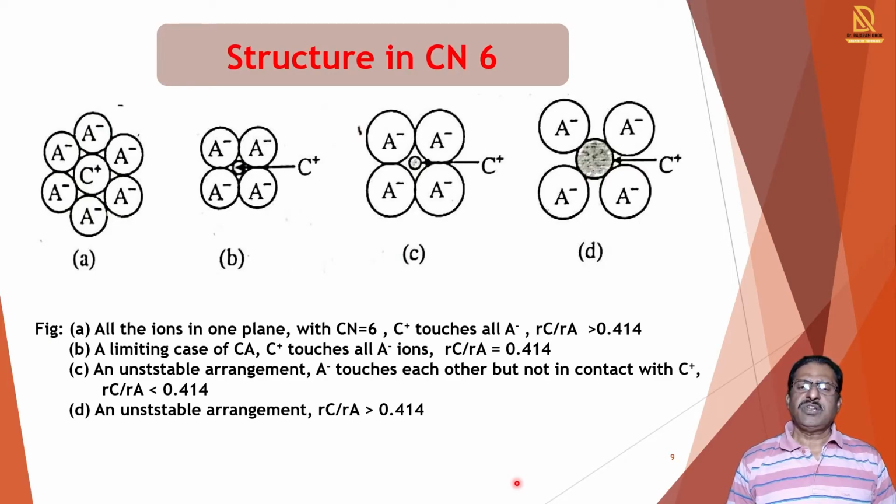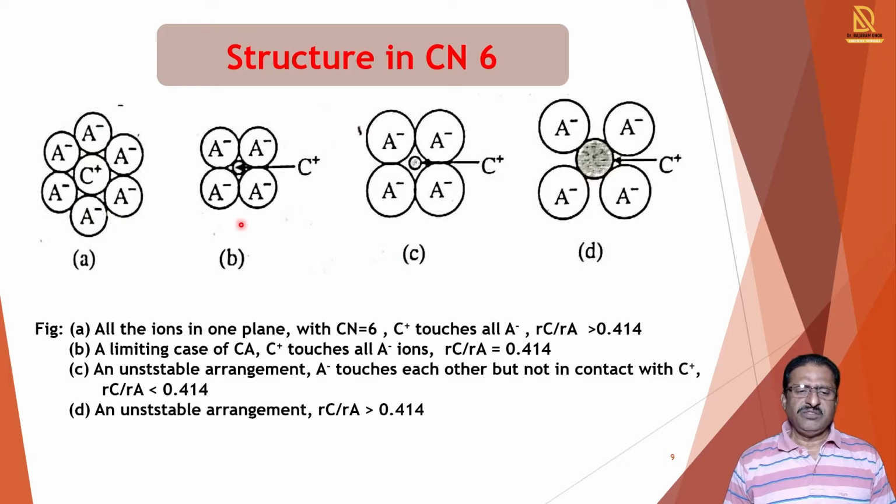Now we see the structure in coordination number 6. In coordination number 6, one cation is surrounded by 6 anions, or one anion is surrounded by 6 cations. Firstly we see this A structure. Here at the center there is a cation and it is surrounded by 6 anions. Now we see the second structure. Here one cation is at the center and it is surrounded by 4 anions. Actually in the octahedral structure, 4 anions are in the plane and 2 are in the pyramidal positions. So this A structure we can show in the same way in the octahedral position here.